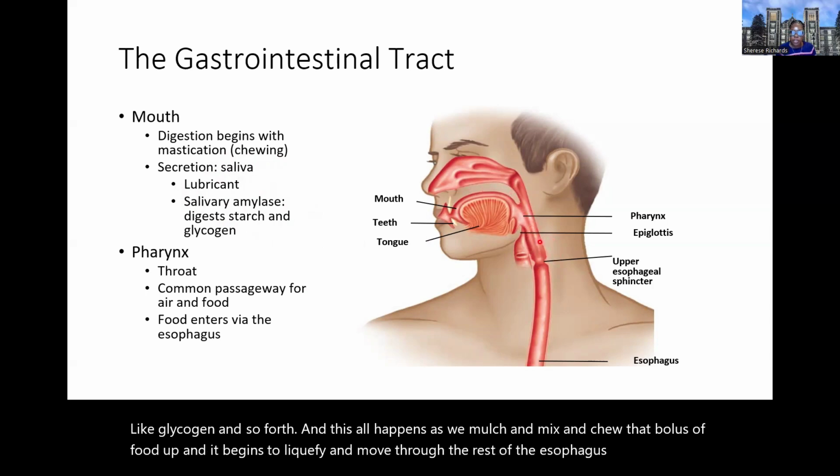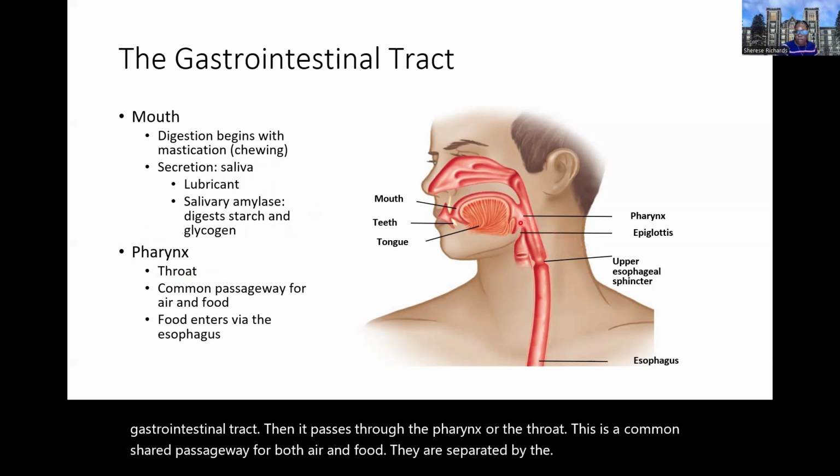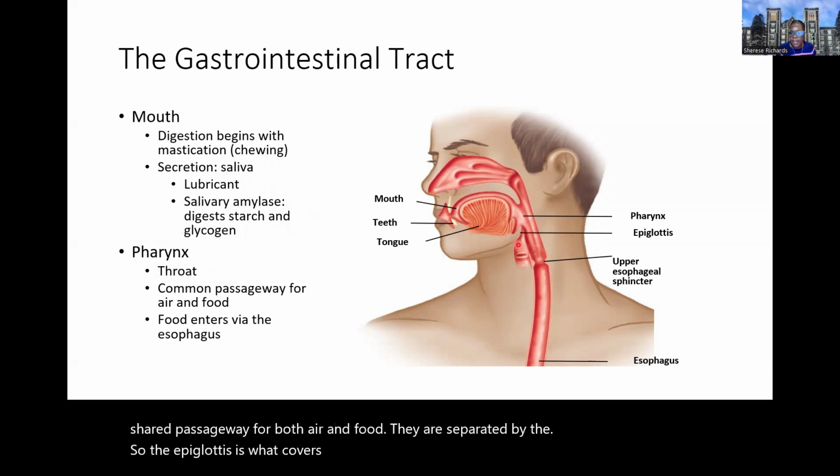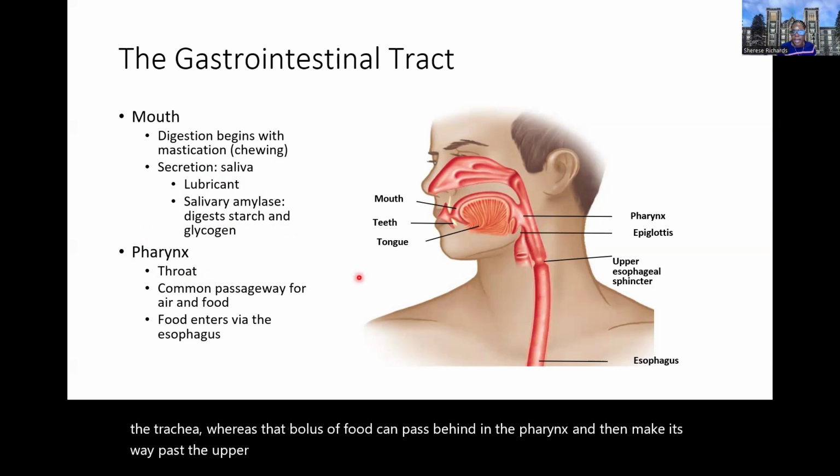The upper gastrointestinal tract. Then it passes through the pharynx or the throat. This is a common shared passageway for both air and food. They are separated by the epiglottis. So the epiglottis is what covers over the larynx and protects any food particles from entering the trachea, whereas that bolus of food can pass behind in the pharynx and then make its way past the upper esophageal sphincter and into the esophagus itself.